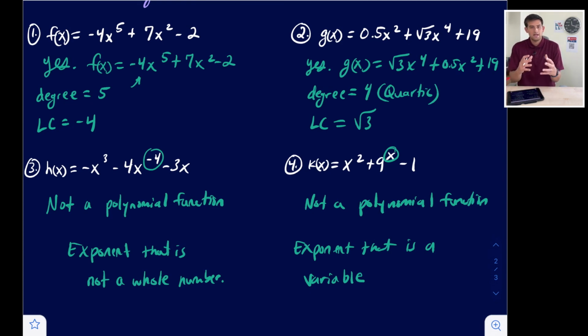Remember, our exponents have to be whole numbers. Okay, and so hopefully that helped you out a little bit on how to identify some polynomial functions. In this video, we talked about a degree of 0 all the way through a degree of 4, and that's how you can identify a polynomial function.